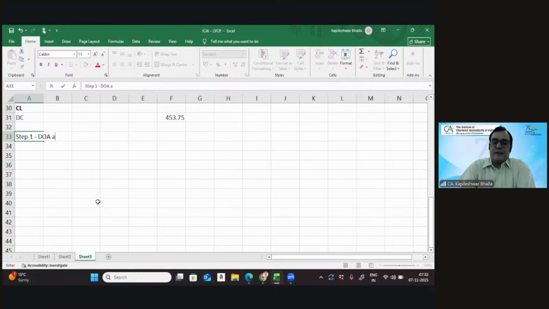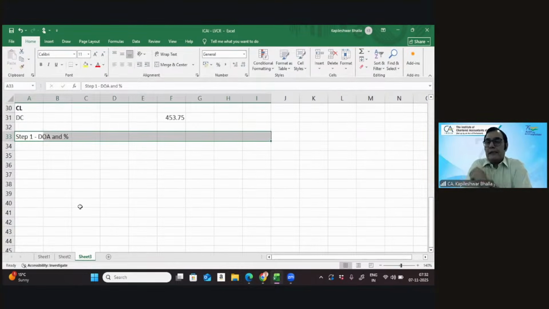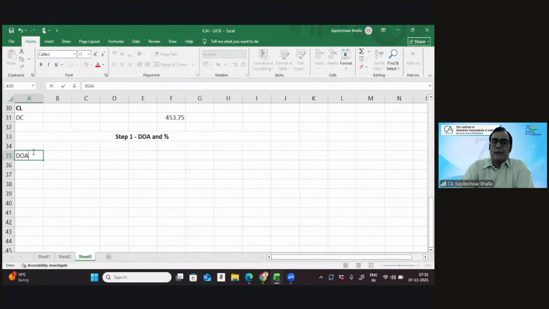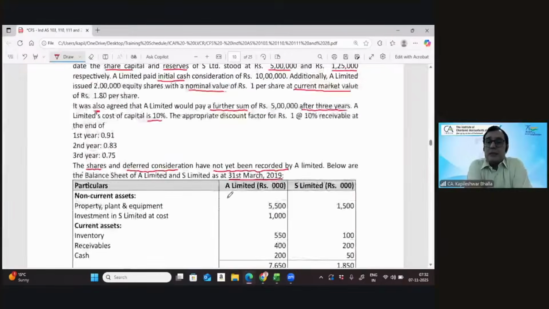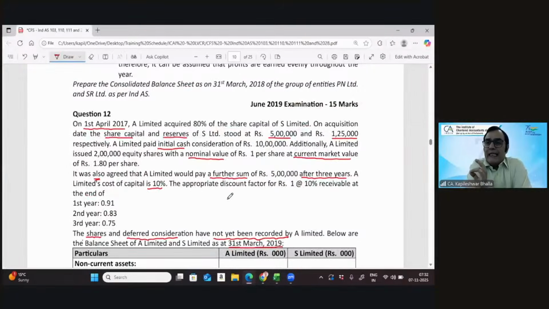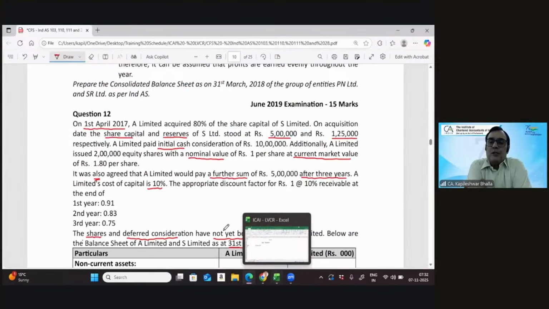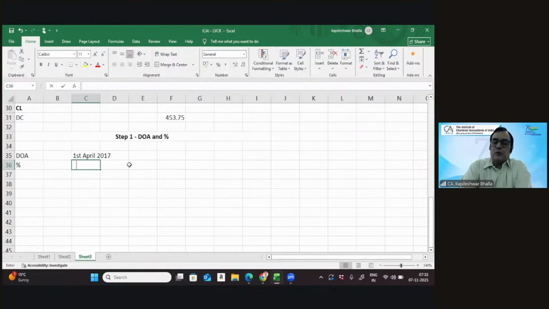Step number one, we're going to get the date of acquisition and the percentage. So let's organize the data: the date of acquisition and the percentage as well. The date of acquisition is given to me as 1st April 2017. And as far as the percentage is concerned, very clearly given at the very start, A acquired 80% share capital. So we take this percentage as 80%. Okay, so I think that step number one is done.